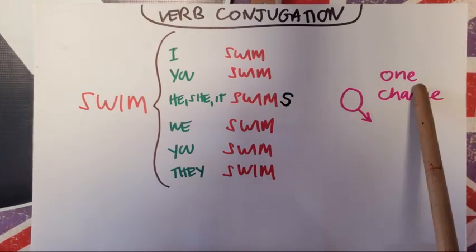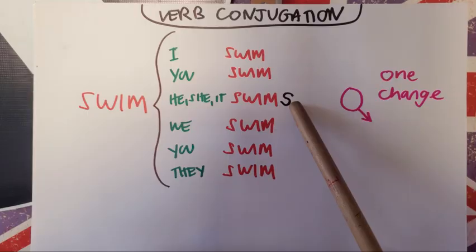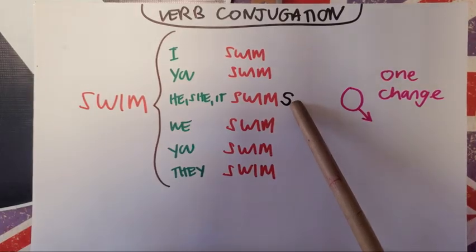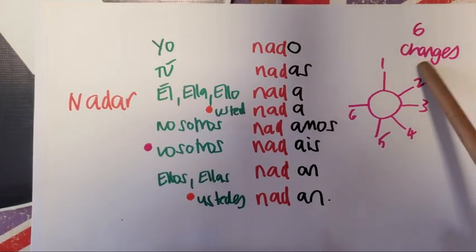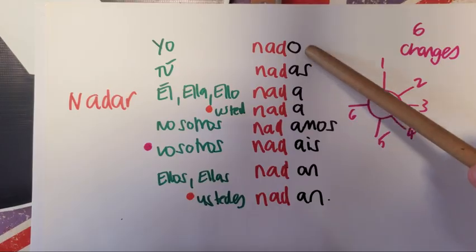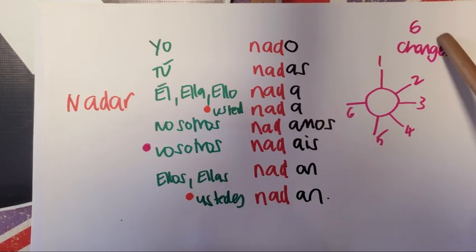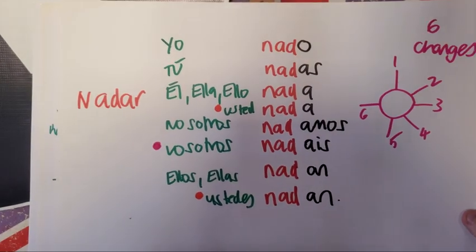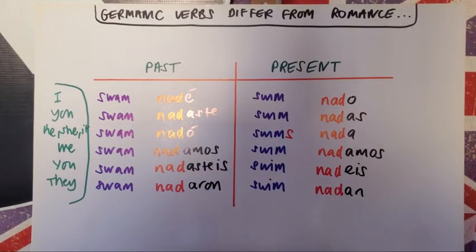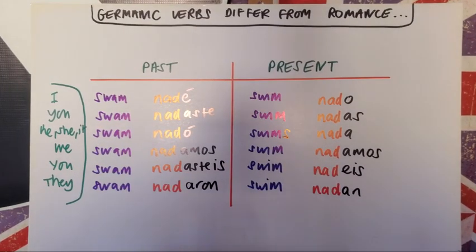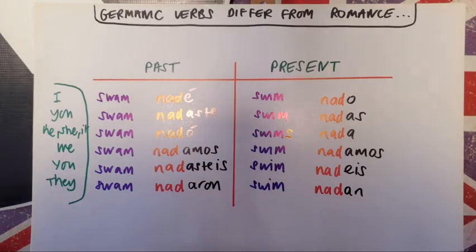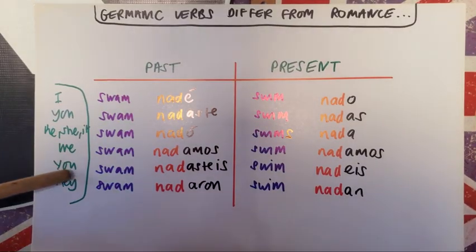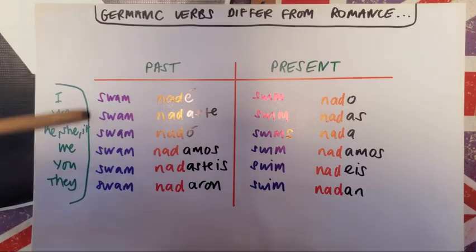In English, we only get one change in the present tense of the verb to swim. In Spanish, there are 6 changes. I, you, he, she, we, you, or they all change. That's why Spanish verbs are more difficult at the beginning than English verbs. Now, why is this so important? Because in Spanish, they rarely use I, you, he, she, we, you, or they. They drop it.